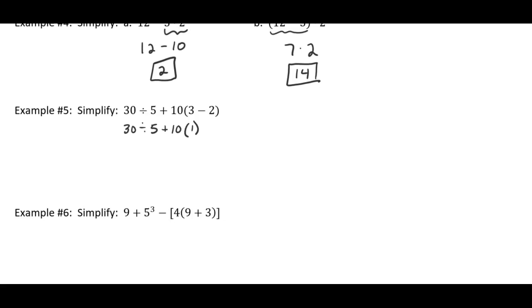Okay, now we'll do the multiplication and division from left to right. So the first thing I have is this, 30 divided by 5. That's going to be 6 plus, and now I can also do the multiplication. 10 times 1 is 10. And then now last I'll do the addition, 6 plus 10, 16. And that's what we get for that one.